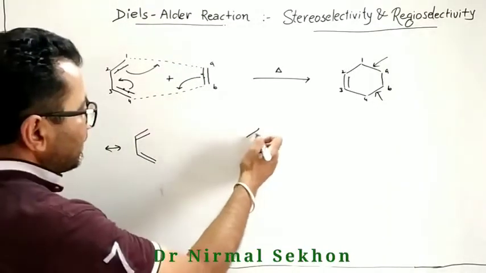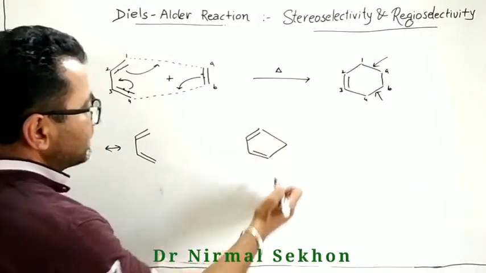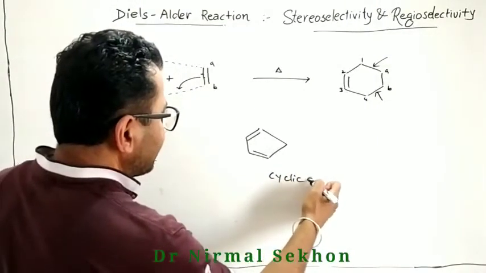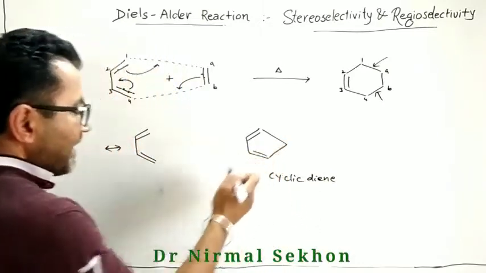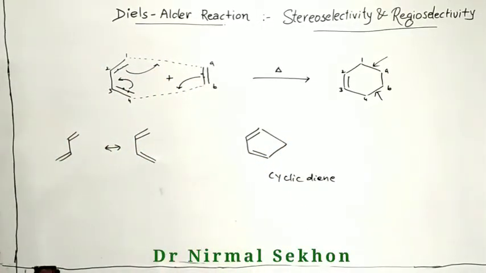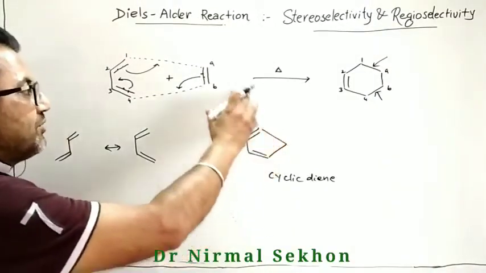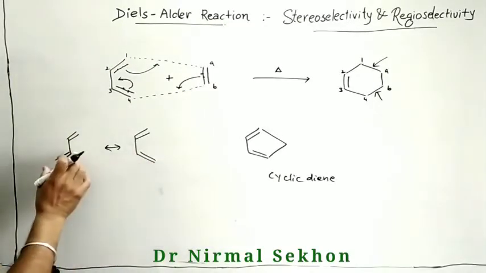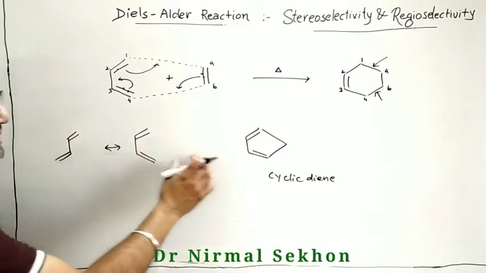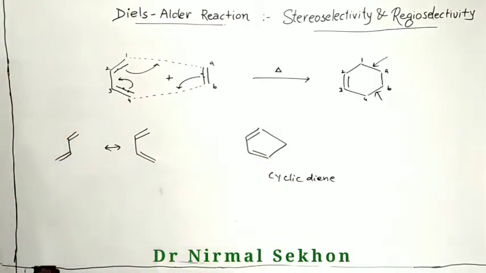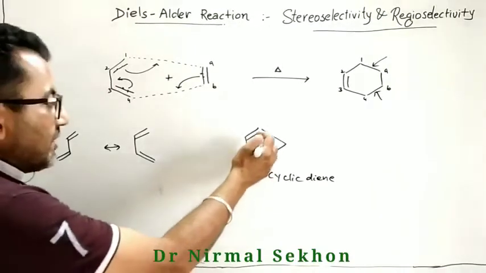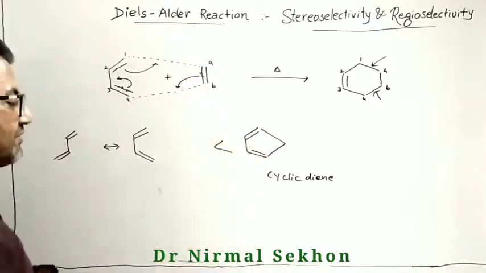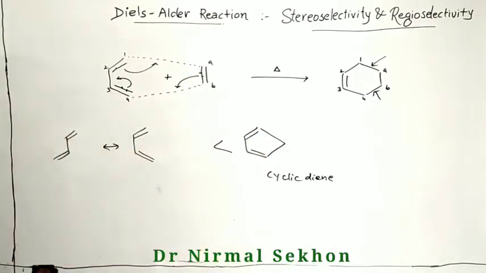But if this diene is locked, like this cyclic diene, it cannot change into trans. So its reactivity will obviously be greater toward the dienophile as compared to this. Because this is an open diene, it may change into trans because trans is more stable. But if we lock this diene, how to lock it? Take a cyclic diene. Now this diene is locked and cannot change into trans. So its reactivity is more toward the dienophile as compared to the open diene.